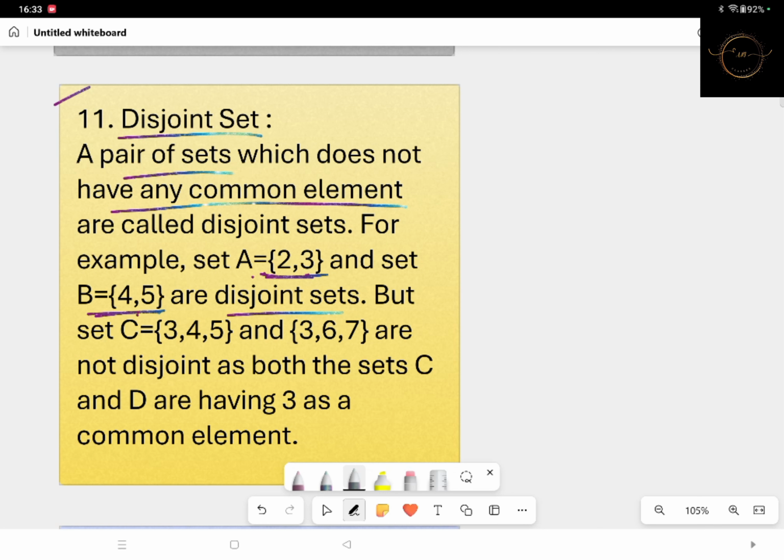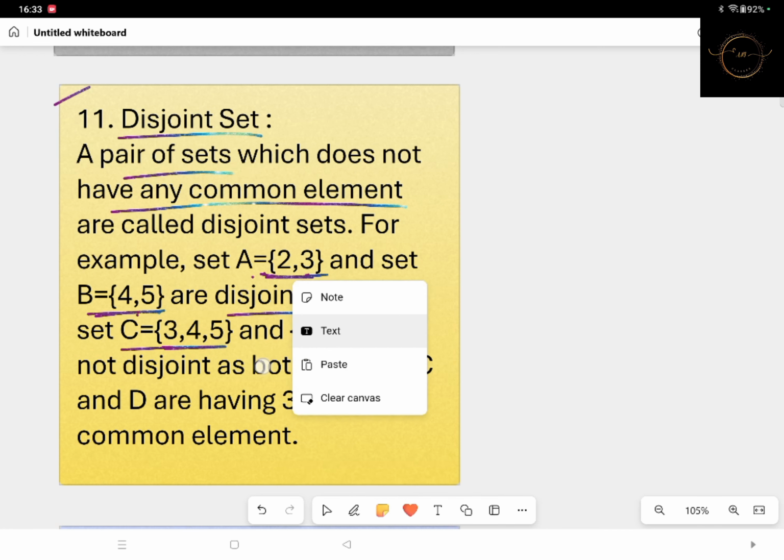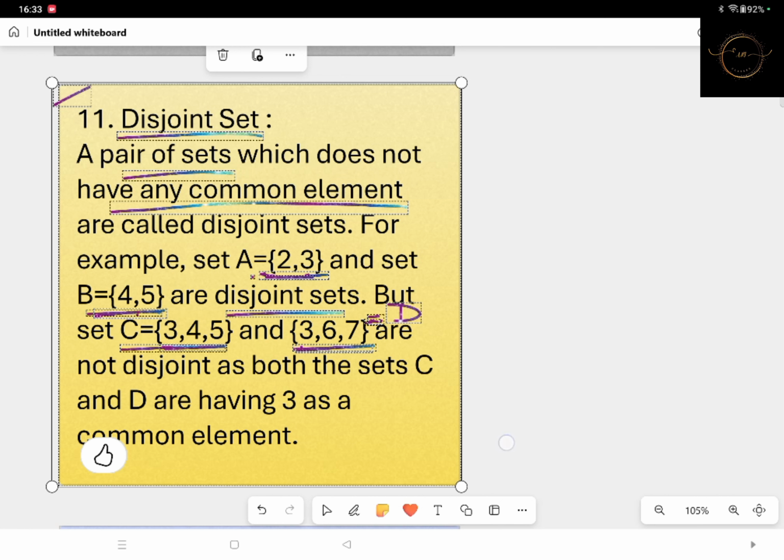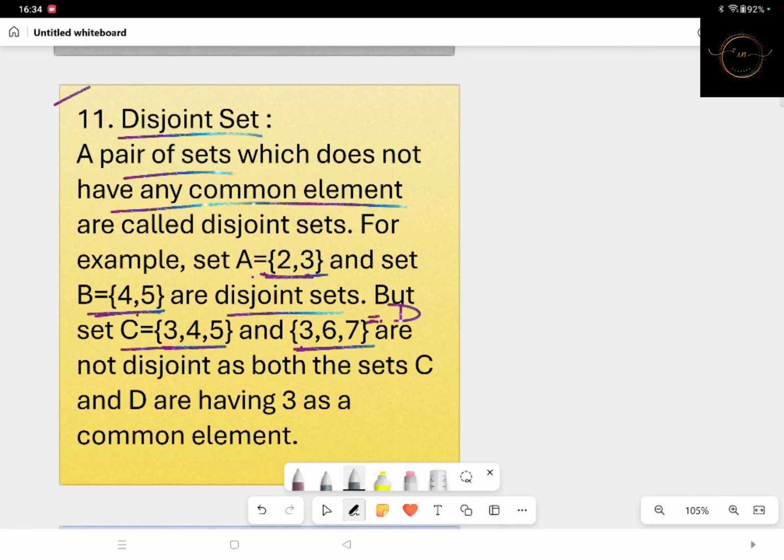But if I take C = {3, 4, 5} and D = {3, 6, 7}, I am naming this set as set D. If I ask you to tell whether they are disjoint or not, see, {3, 4, 5} and {3, 6, 7}: 3 is common in both the sets. Yes, 3 is common in both the sets. So therefore we can say that they are not disjoint sets, because 3 is common between the two sets.